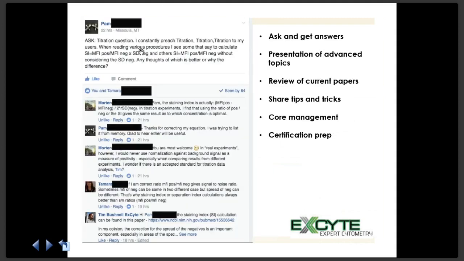As you can see here, Pam asked a question about titration, and within hours we had a bunch of people responding. They even beat me to the punch to talk about the way to calculate titration, measuring the staining index. The group is very user-friendly, very people-friendly. No question is ignored. It's always fun to get tips.